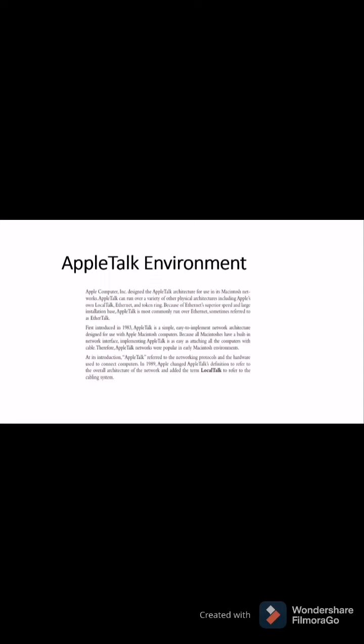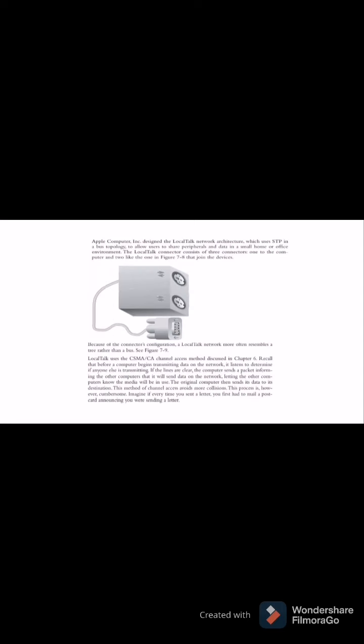Because of the connectors' configuration, a LocalTalk network more often resembles a tree rather than a bus. As you can see in figure 7-8, Apple Computer Incorporated designed the LocalTalk network architecture, which uses STP in a bus topology to allow users to share peripherals and data in a small home or office environment. The LocalTalk connectors consist of three connectors, one for the computer and two like the one in the figure.